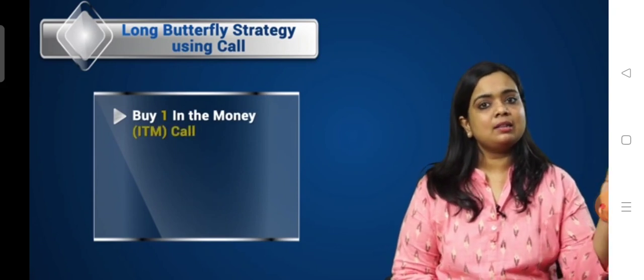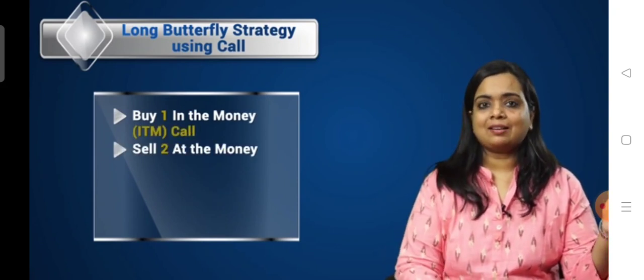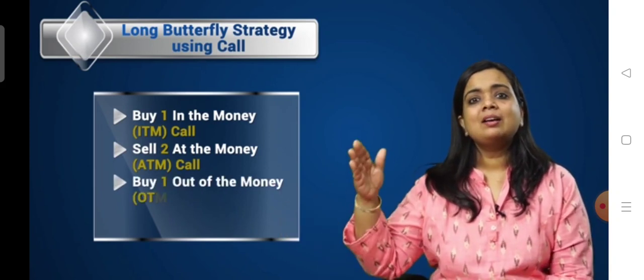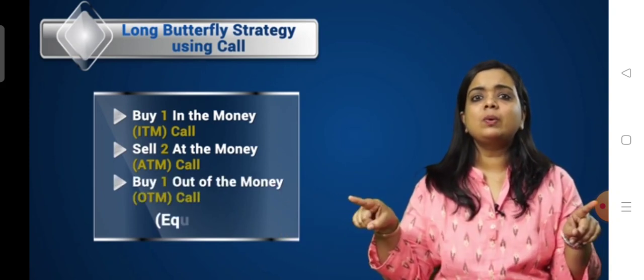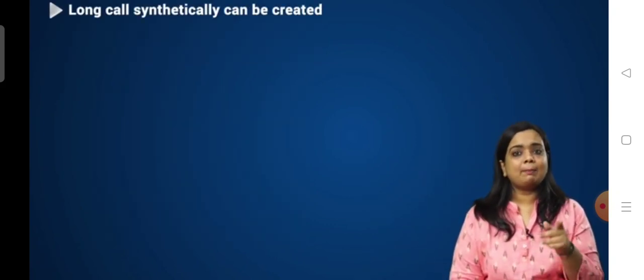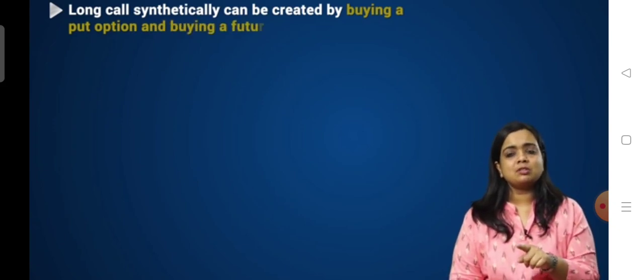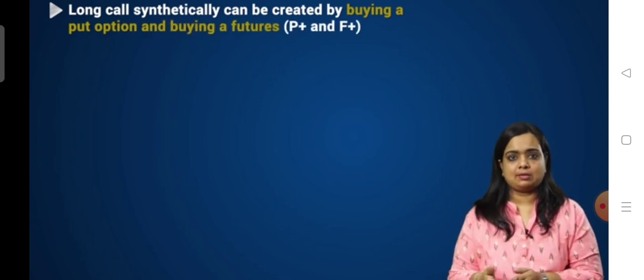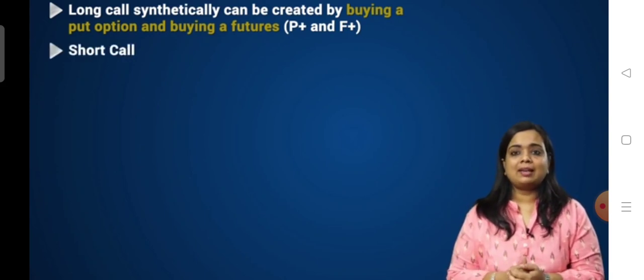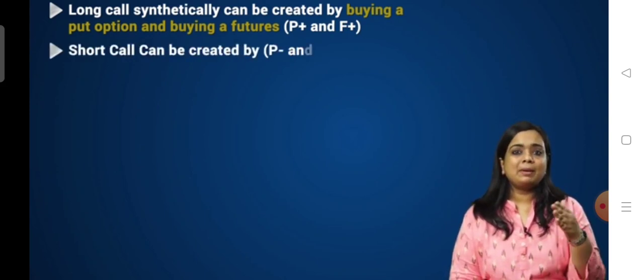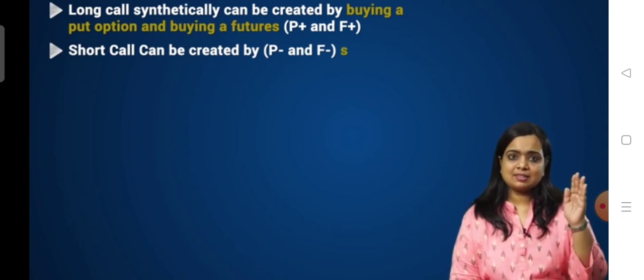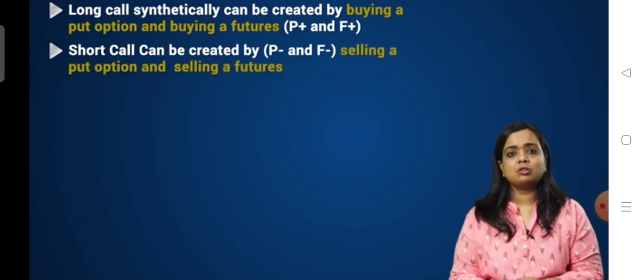Now when we create the butterfly strategy using call options, the strategy involved is buying 1 in the money call, selling 2 at the money call options, and buying 1 out of the money call option, which are all equidistant. Now a long call can synthetically be created by buying a put option and buying a futures, P plus and F plus. And a short call can be created by doing a P minus and an F minus, that is selling a put option and selling a futures.